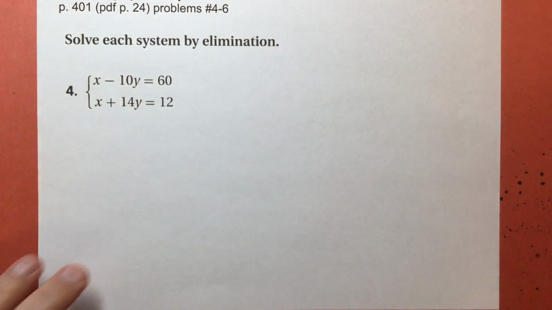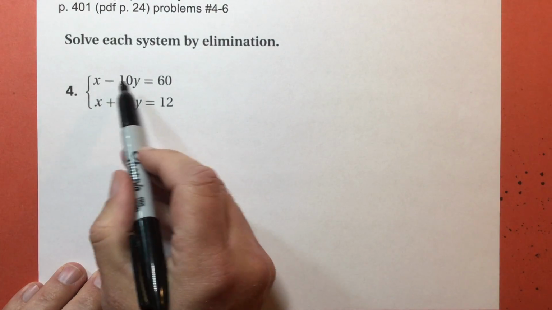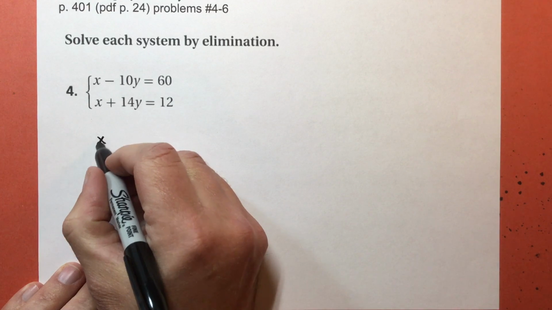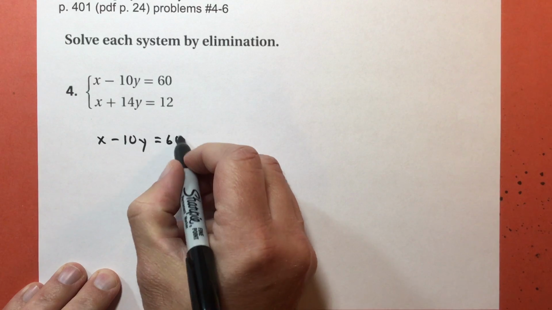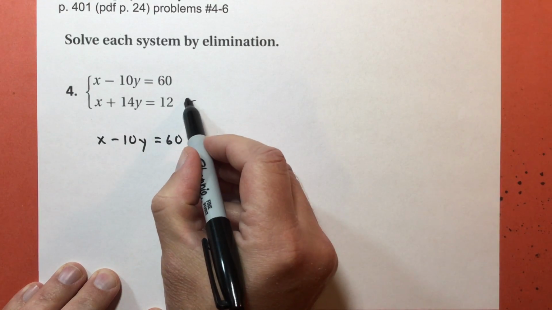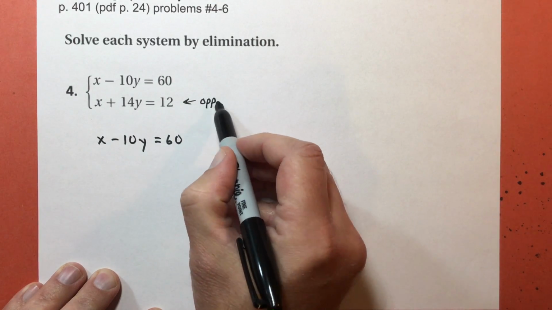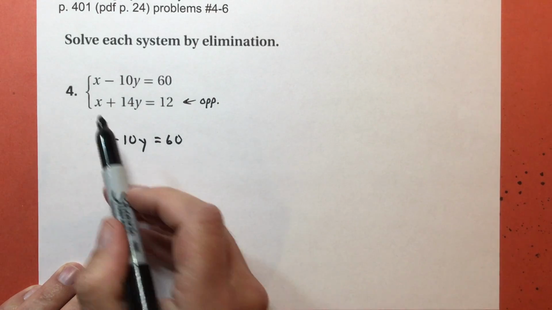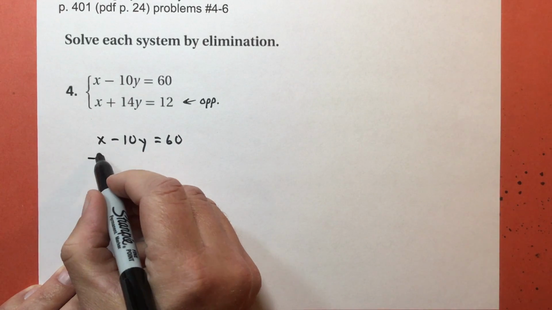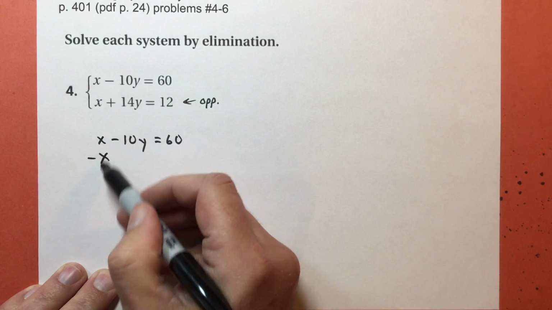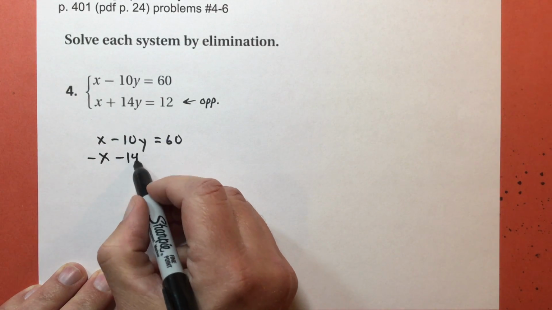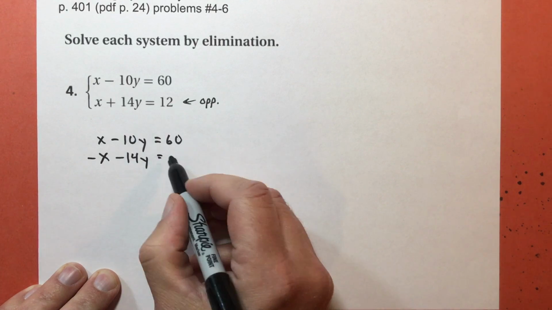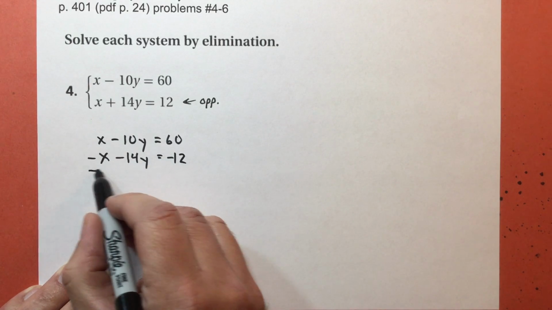So let's get started. So I have x subtract 10y equals 60. I'm going to leave that one alone. But for the other one, I'm going to find the opposite of each of these terms. That's going to give negative x, which is what I want. These are going to add up to 0. But I also get negative 14y, and I get negative 12.